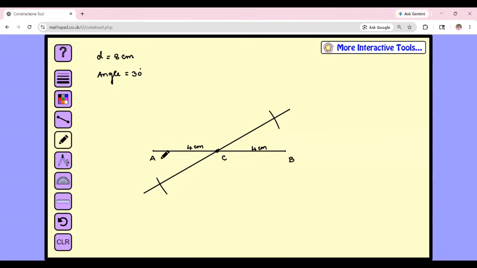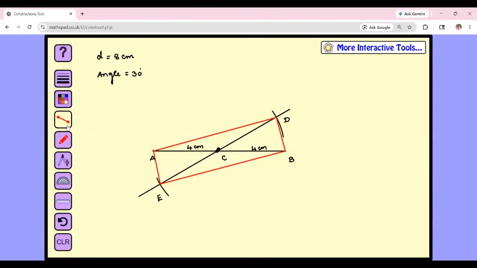Now we can name the points. A, B, C we have given. Now I take this as D and this point is E. Now I can join the points: B and D, then AD, AE and EB. Now this is my quadrilateral. This is how we have to construct.